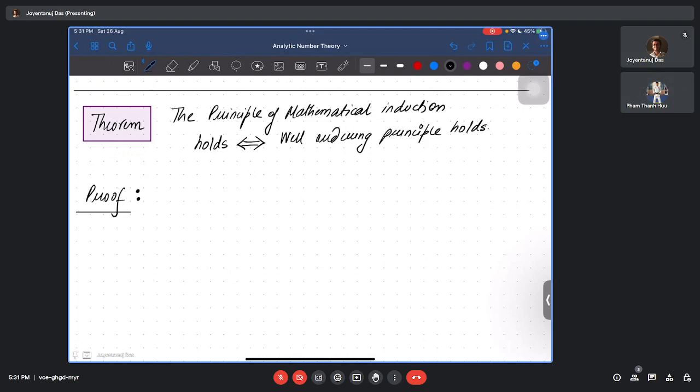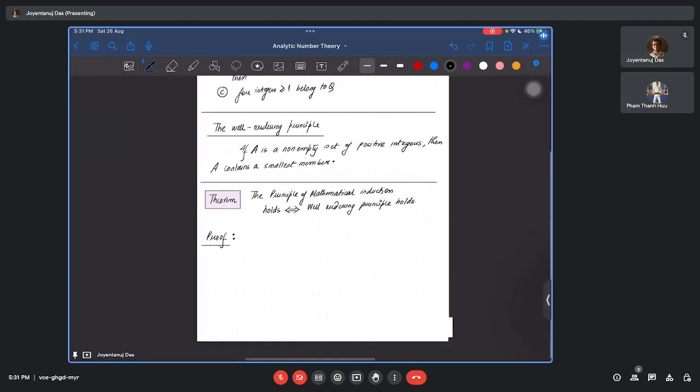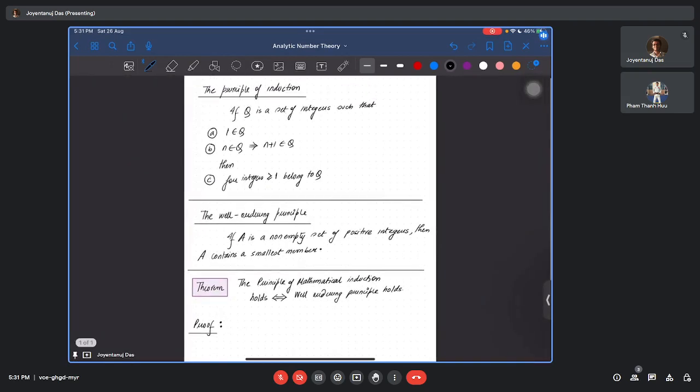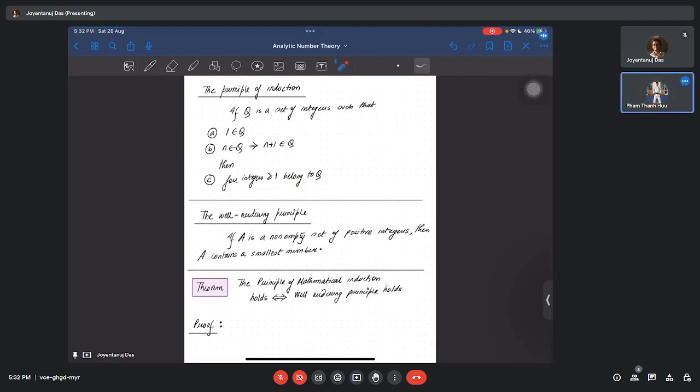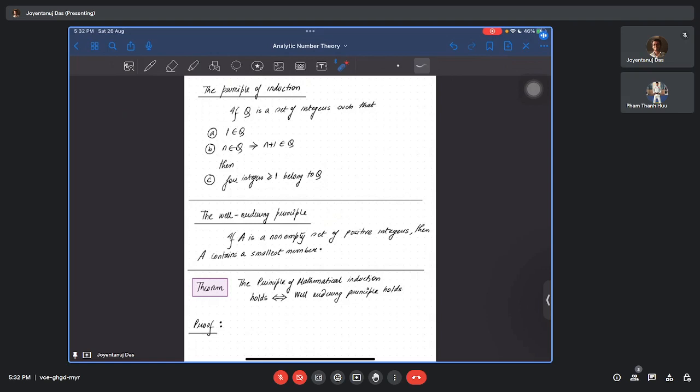So suppose for a set, we can say that the induction holds for a set. What does it mean for induction to hold for a set? That if 1 belongs to Q, n belongs to Q implies n plus 1 belongs to Q, then all integers belong to Q. So that is what we mean by the induction holds, right? And we also know what the well ordering principle is. So the statement is, suppose the mathematical induction holds for a particular set of integers, then the well ordering principle also holds. That is what we want to prove.